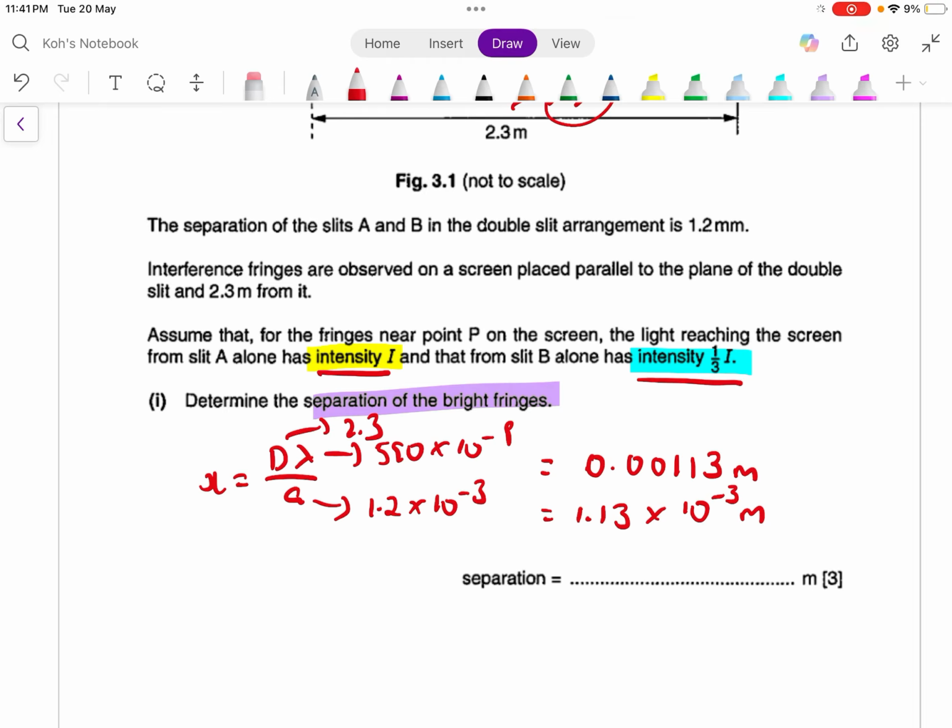This one is simple. You simply use x equal to Dλ over a, where x is the fringe separation, so you just do the substitution. It's about 1.13 times 10 to the negative 3 meter. So that is the meaning of the fringe separation.